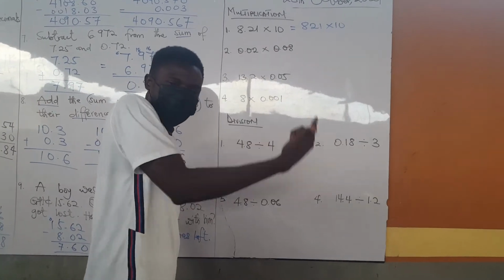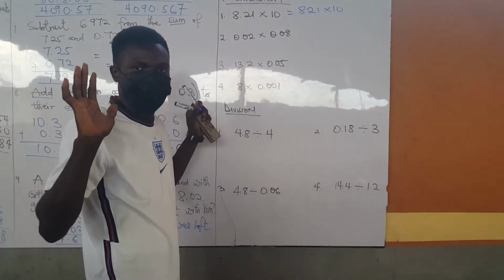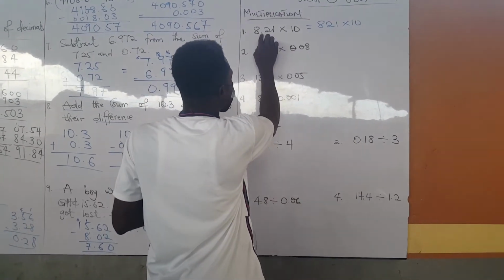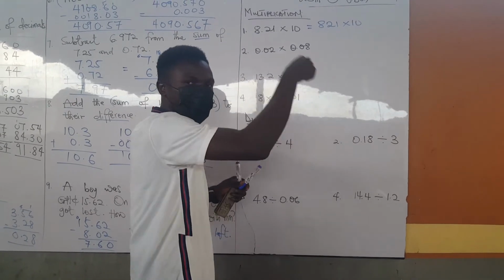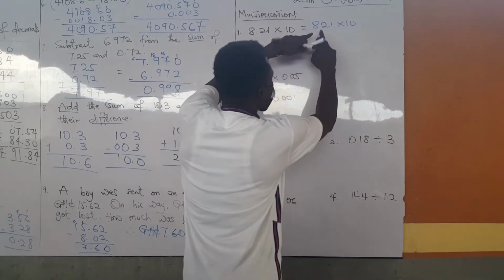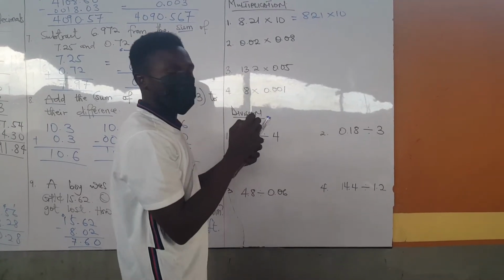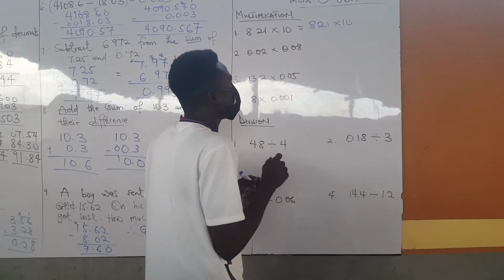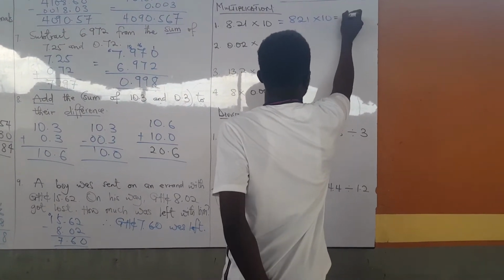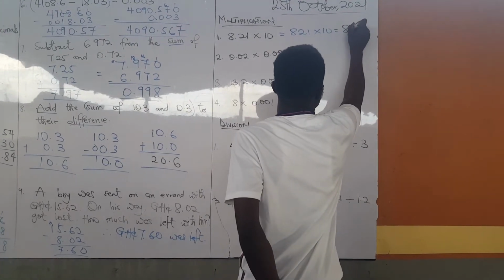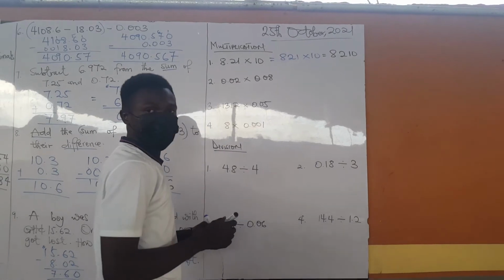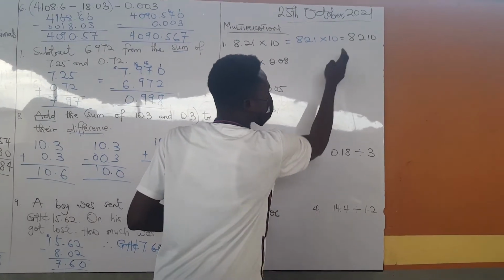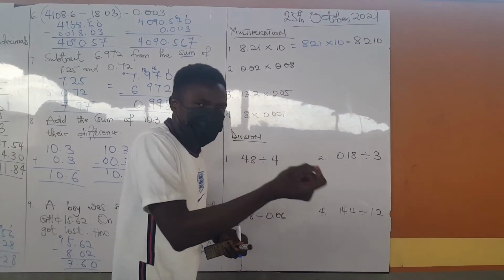If you are multiplying decimals, assume there are no decimals. Or in other words, take away the decimals. After taking away the decimal here, I'm going to get 821 times 10. Then you perform the operation on this, which is 821 times 10. And 821 times 10 is going to give us 8,210 after multiplying this.